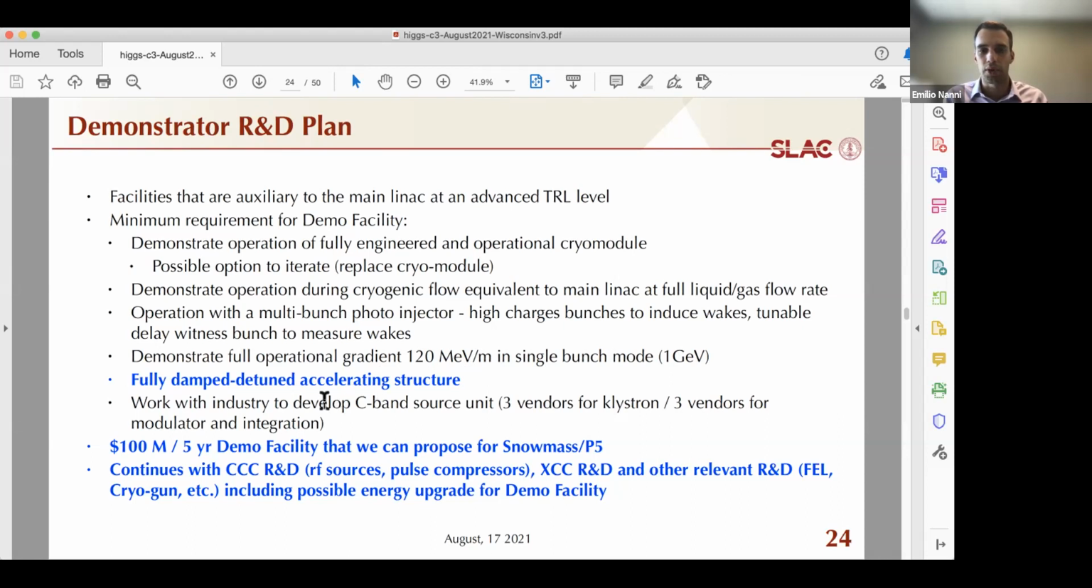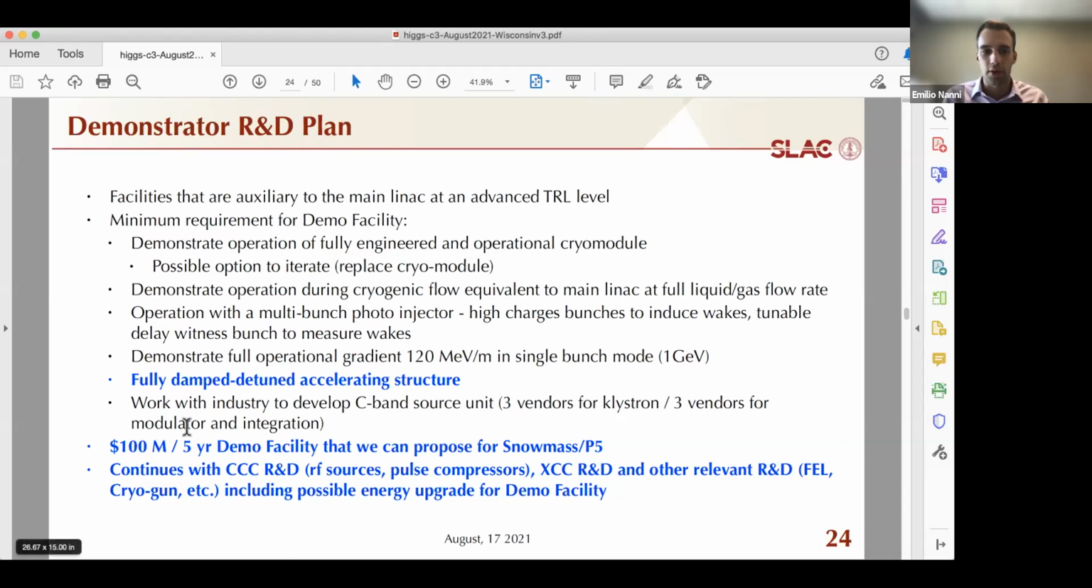And in parallel, we could work with industry to develop the exact C-band source unit that we would install. We don't need this though to wait on the demo facility. For the demo facility, we need 8 C-band klystrons from Toshiba and 8 modulators from ScandiNova, and that's it.